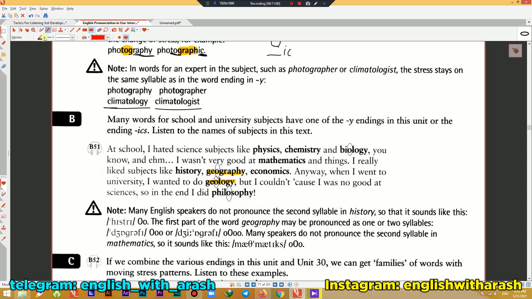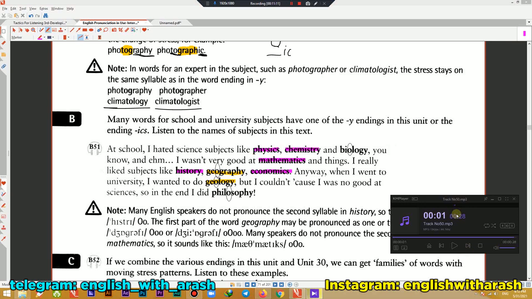But some words are a little different, and we will listen to them. Economics, mathematics, chemistry, physics, and history. Let's listen. B51.